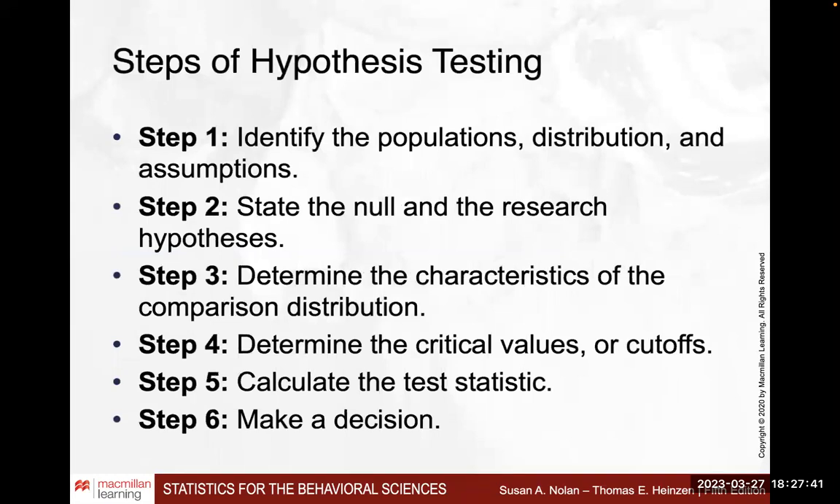So the six steps of hypothesis testing are again the same. You identify the population, distribution and assumptions. You state the null and research hypothesis. You determine the characteristics of the comparison distribution. You determine critical values or cutoffs. You calculate the test statistic and you make a decision.